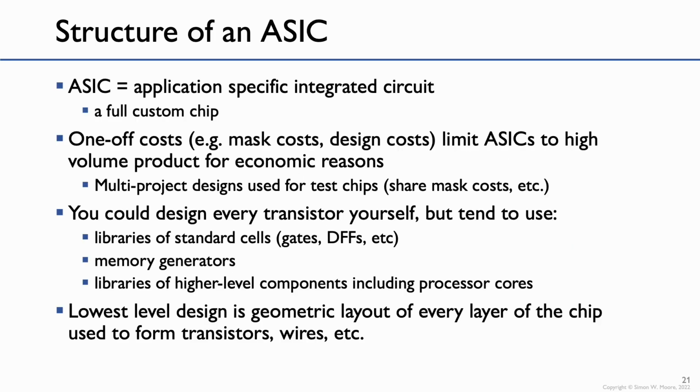So an alternative to designing an FPGA is to design an ASIC. In other words, design the actual chip, so an application-specific integrated circuit or a full custom chip. This is where all the transistors and so on can be laid out to whatever design you want. The one-off design cost, as I mentioned last lecture, is quite high. So we've got things like mask costs as well as design costs. And so it tends to limit ASICs to high-volume product, just to recoup the one-off non-recurrent costs.